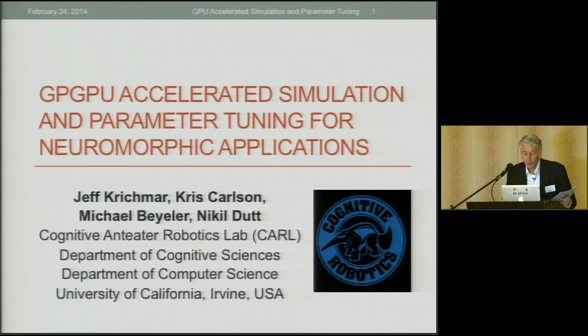I'm going to talk about our simulation environment, which is GPU accelerated, and give you a couple examples: one application example of a neuromorphic application, and another of a framework that we've developed to automatically tune spiking neural networks. So I guess I don't need to do this slide.